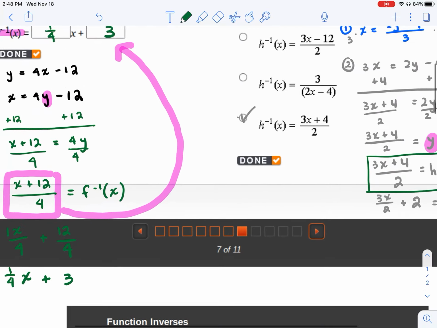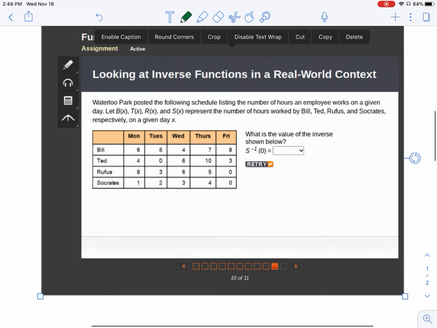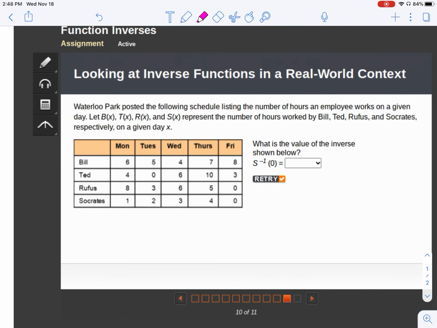If I scroll up here, whenever I want an inverse, I'm switching x and y. So let's look here. My question is the inverse of s of 0, so I'm looking at s of x. This is for Socrates, so I don't need to look at Bill, Ted, or Rufus. I only want to look at Socrates. And I'm noticing that we want to find the inverse of 0. So I see that right here.